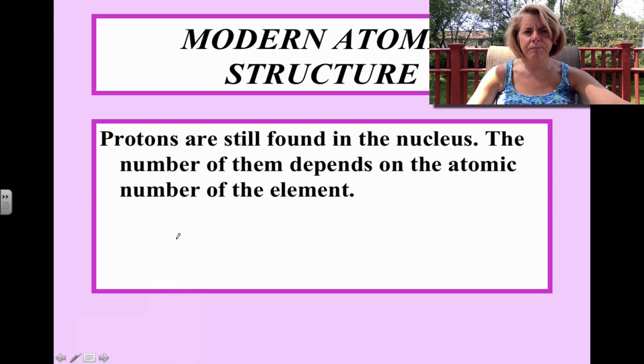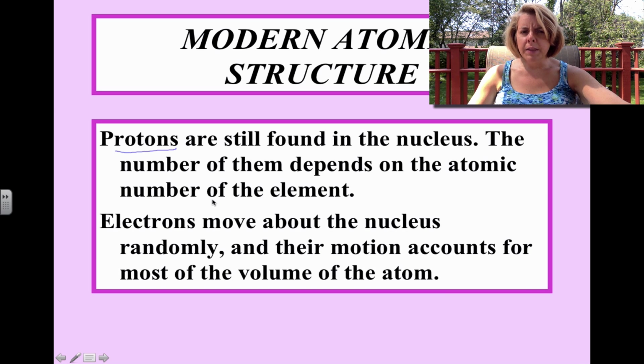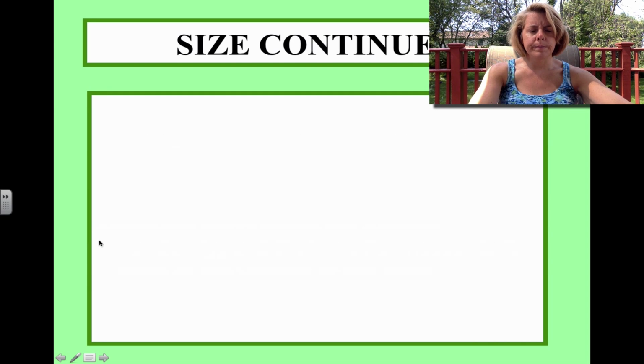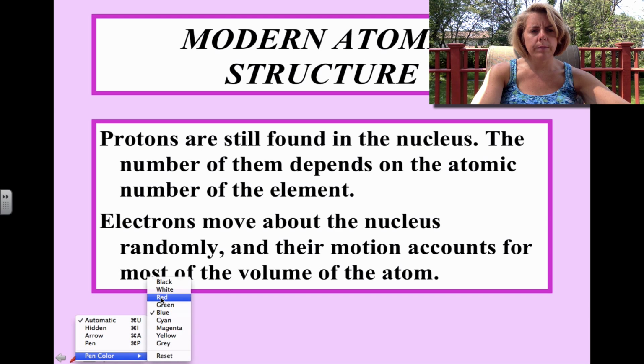So for the modern theory, they knew that the protons were still located in the nucleus, and they knew that the order of the elements was based on the number of protons within that element. They were still struggling to try to figure out electrons, and we'll talk a little bit later about where those electrons are actually located.